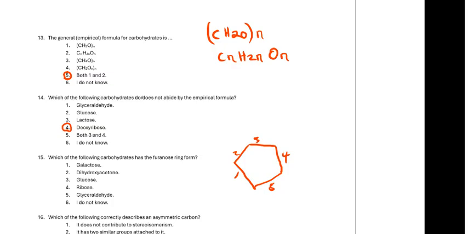Dihydroxyacetone and glyceraldehyde have 3 carbons, so they can't form a furanose ring. So we are remaining with glucose. Glucose is just like galactose, since they are isomers. So glucose also forms a pyranose. So we are remaining with ribose as the correct answer. So let's go to 16.